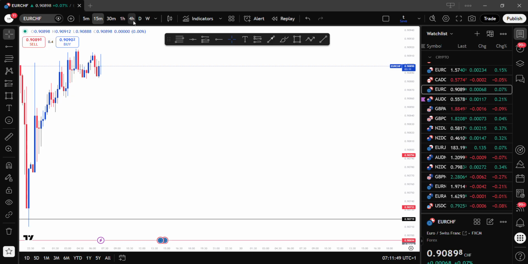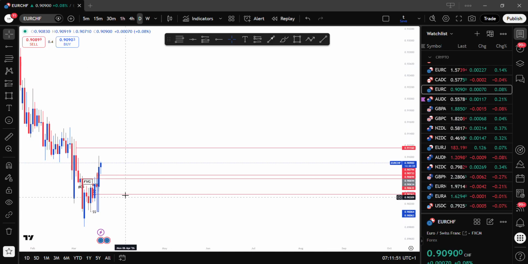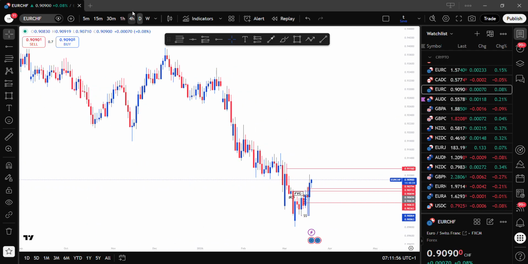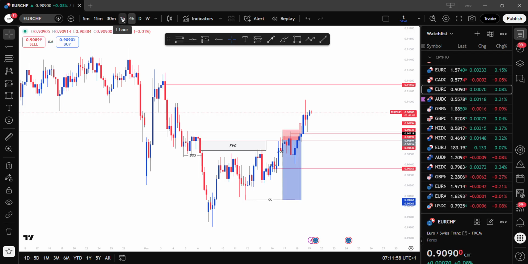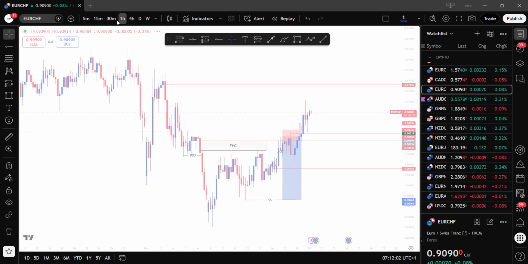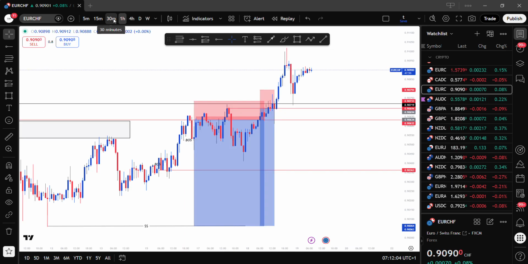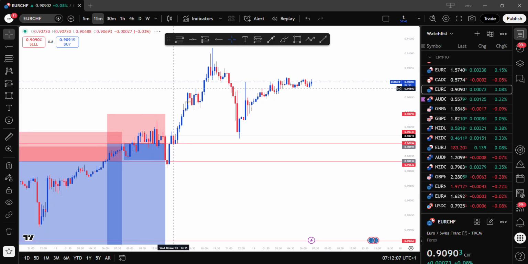On the EUR CHF daily time frame, you can see market has been changing trend to the buy trend. So let's see the 4 hours. Okay, there's another block the market should come fill out, which it has not filled out yet. So if you see the 1 hour, same thing is happening. Keep going to the top. Let's go to the 15 minutes. There's no entry on 15 minutes as well.